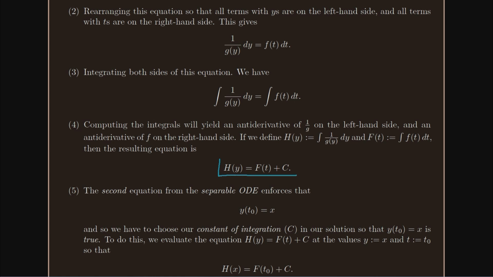Okay, but at this stage, we've basically solved the particular ODE, meaning this one, y prime was equal to what? f of t times g of y. It's an implicit function.